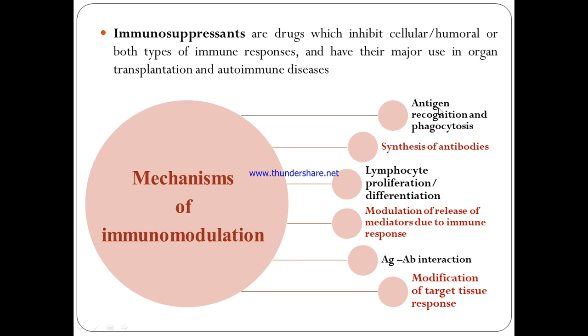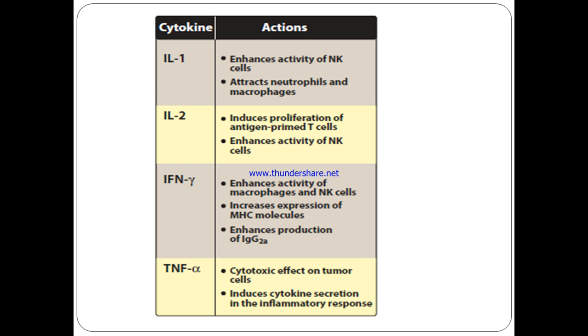Now, what are the major mechanisms involved in immunomodulation? They are antigen recognition and phagocytosis, synthesis of antibodies, lymphocyte proliferation and differentiation, modulation of release of mediators due to the immune response, antigen-antibody interaction and its modulation, and modification of target tissue responses. So these are the general mechanisms of immunomodulation. It involves the immunosuppressant and immunostimulatory drugs, and how they alter the immune responses.